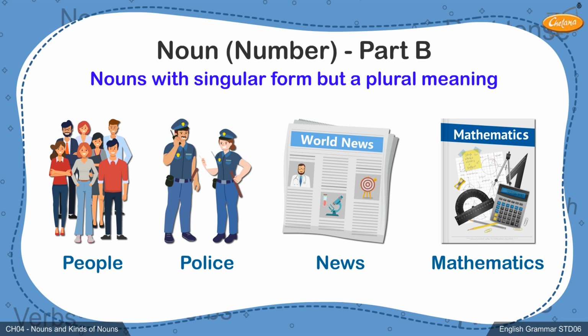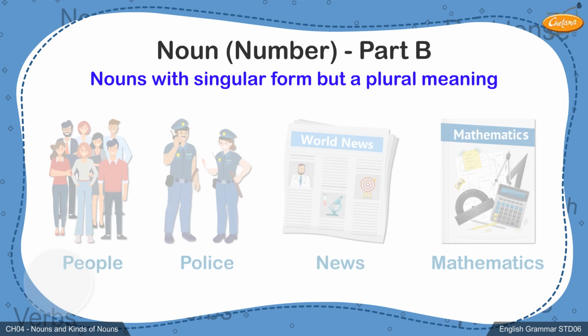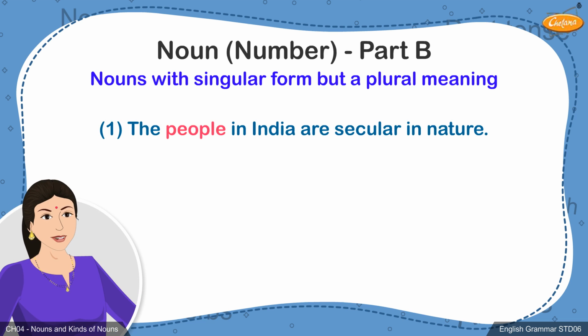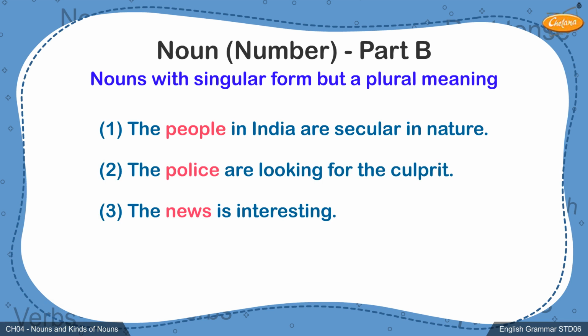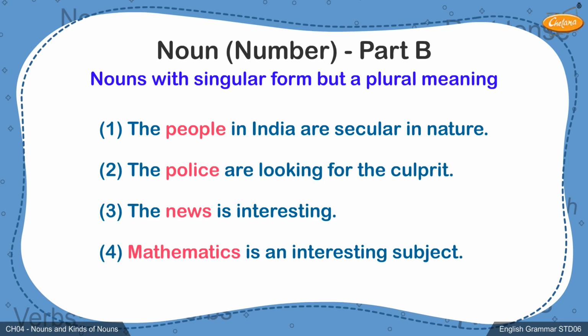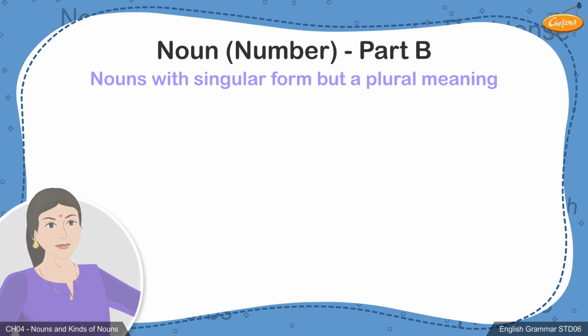We can even use such words in sentences. The people in India are secular in nature. The police are looking for the culprit. The news is interesting. Mathematics is an interesting subject. These nouns represent a plural idea or thought. They are used in singular forms.